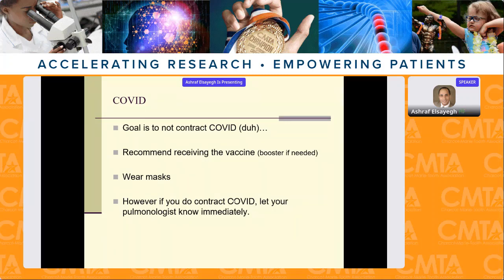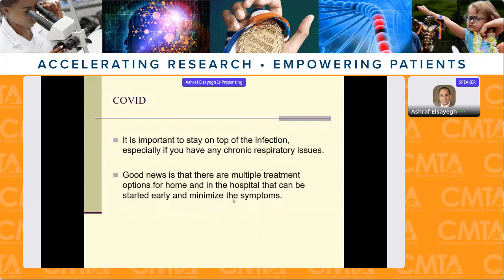However, the most important thing is if you do contract COVID, let your pulmonologist know immediately. Don't wait till you have symptoms. It's better to know right away, and that way we can manage things immediately as opposed to when it's much worse and possibly too late. So it is important to stay on top of the infection. And the good news is there are multiple treatments now that we can use, whether it's at home or in the hospital, that if we start early enough can minimize the symptoms and improve survival.